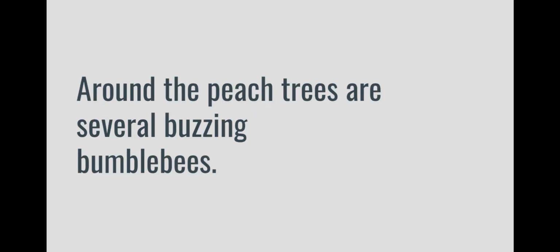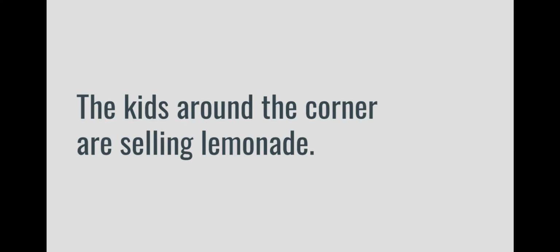In this example, around the peach trees are several buzzing bumblebees. You should highlight the simple subject bumblebees and underline the complete subject, several buzzing bumblebees. This one has inverted word order, so it's kind of tricky that it's at the end. The kids around the corner are selling lemonade. You should highlight kids and underline the kids around the corner.